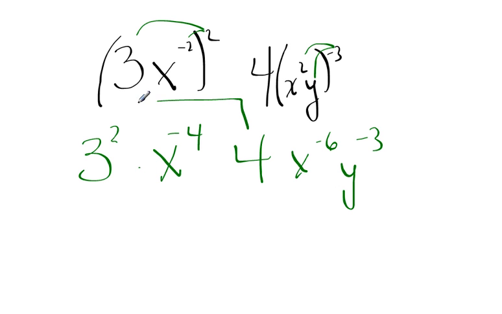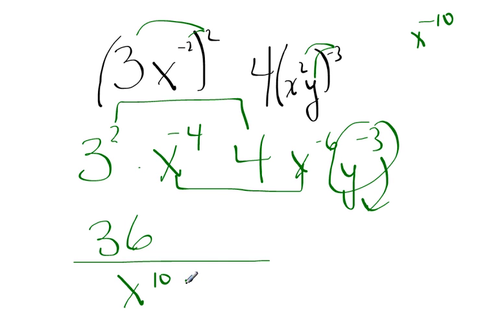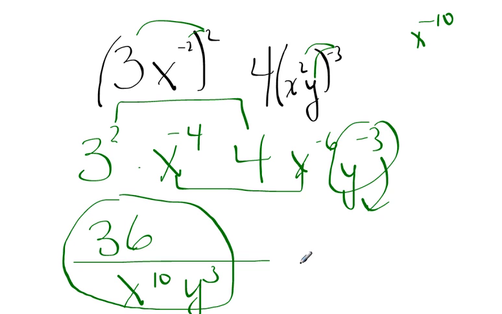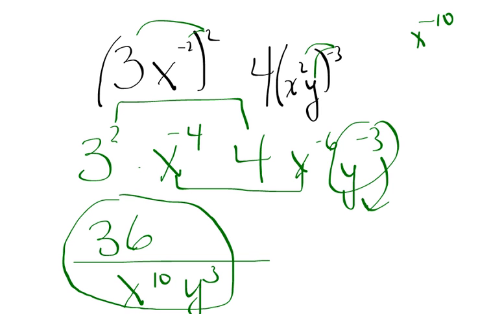Then you need to multiply. This is 9. 3 squared is 9, not 6. 9 times 4 is 36. And then together, that's x to the negative 10th. So on the bottom, it's going to be x to the positive 10th. And then this moves to the bottom, so it's y to the positive 3rd on the bottom. Fine and dandy.